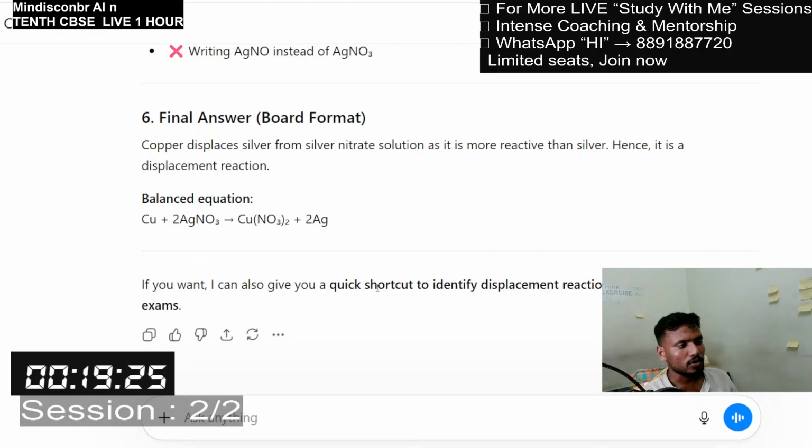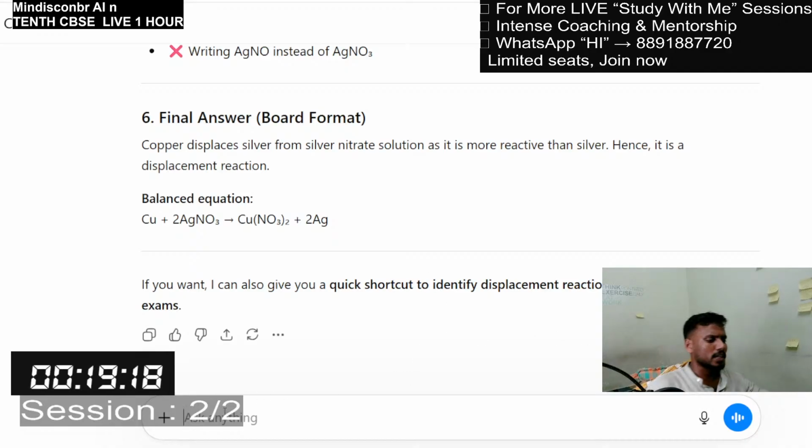If you want, I can also give you a quick shortcut to identify displacement reactions in 2 seconds during exams. There's no need of that. Just provide the reactivity series.